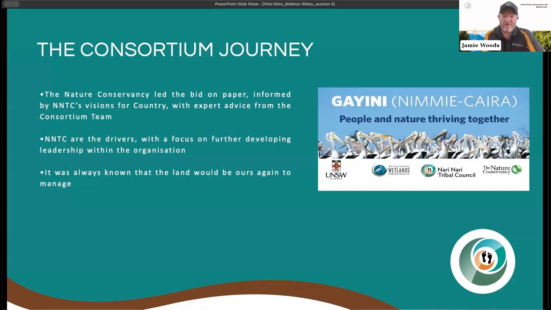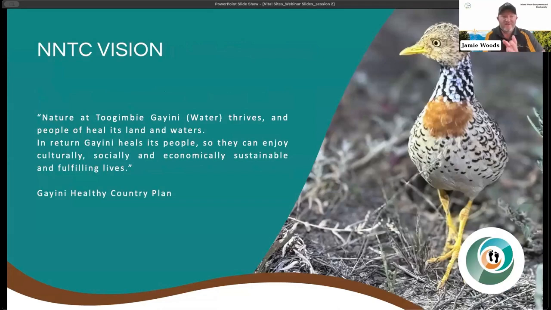We're also very blessed to, next slide. I will go to the next slide. Obviously, I'll go through our vision, which is, I spoke about Toogambi, which is the IPA as well. Nature at Toogambi and Goyni thrives, and the people of these places, its lands and waters, in return, Goyni heals its people so they can enjoy culturally, socially, and economically sustainable and fulfilling lives. And that did come out of our Goyni Healthy Country Plan that we did in 2018, 2019 with community and the Nature Conservancy. Next slide.